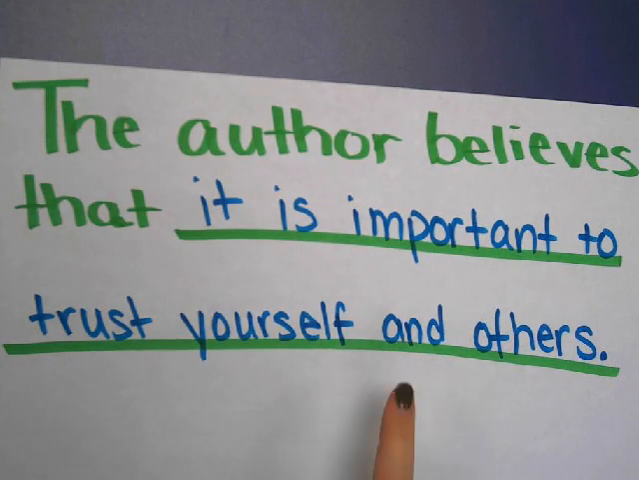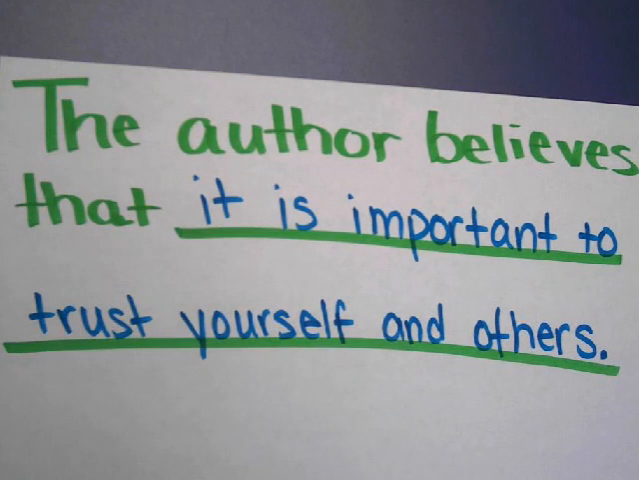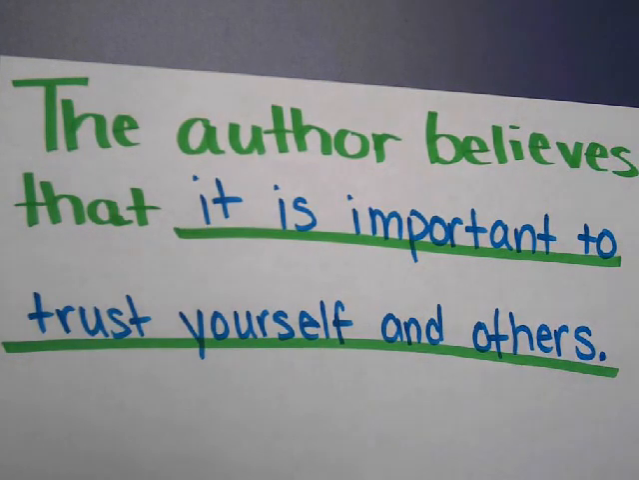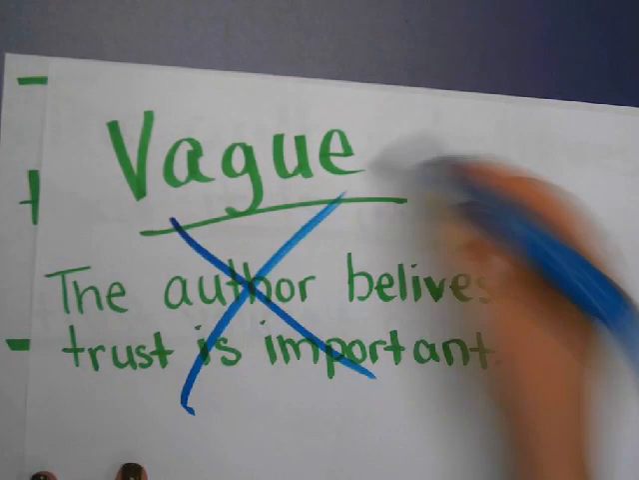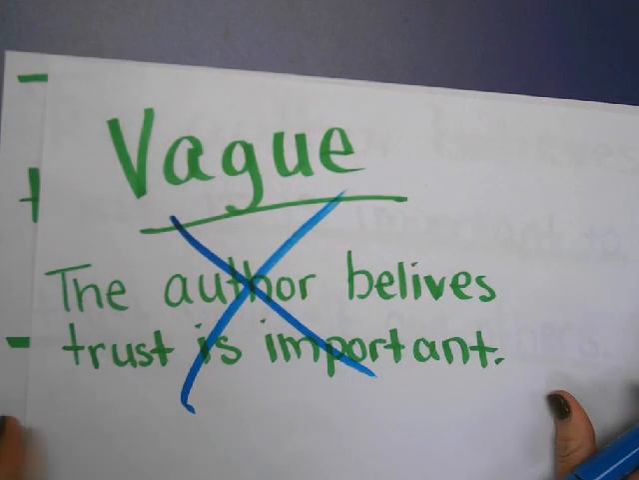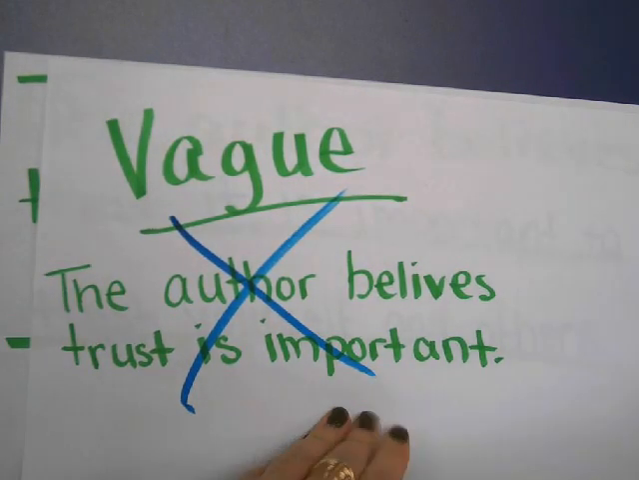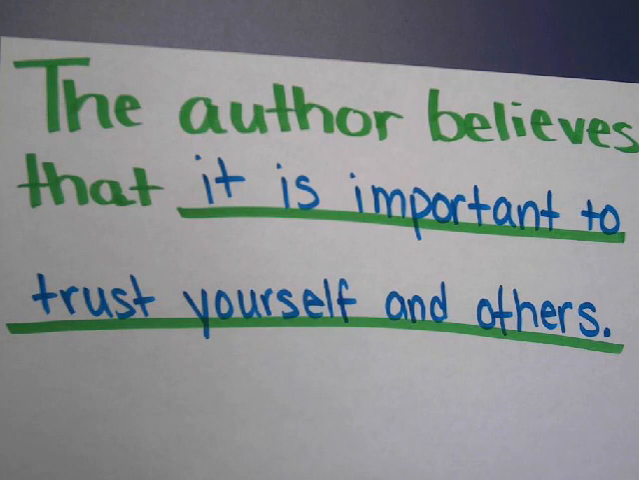Now, if you notice, I didn't include any specific events or characters in this, but I was detailed in here. Now, something I want to do, I want to make sure I'm using my sentence stem, but I do not want to be vague. Being vague would look like this: The author believes trust is important. This isn't good. This is not specific, okay? This is not as detailed and as clear as this other one right here: The author believes it's important to trust yourself and others.